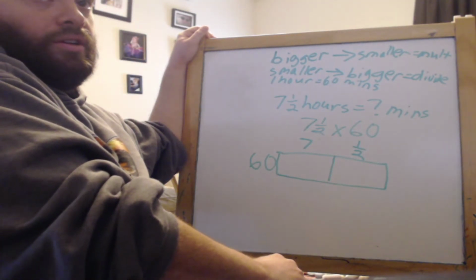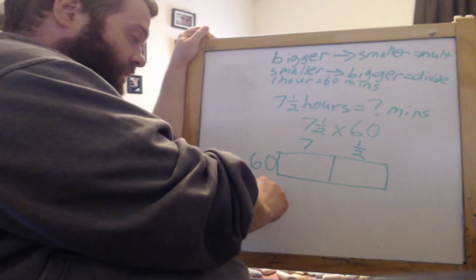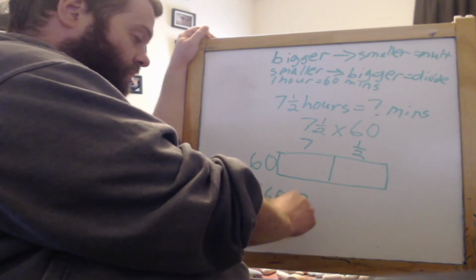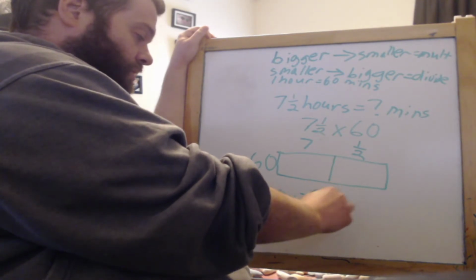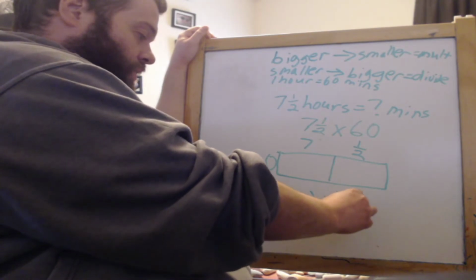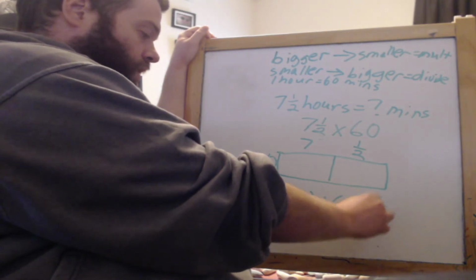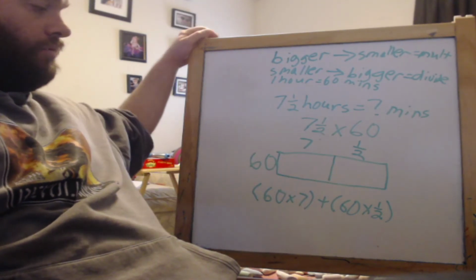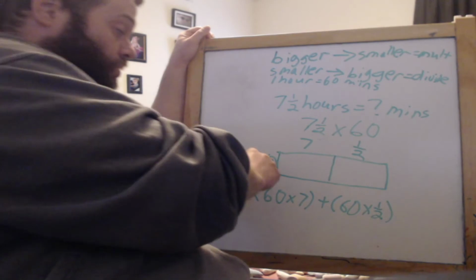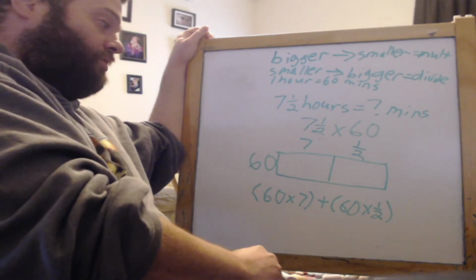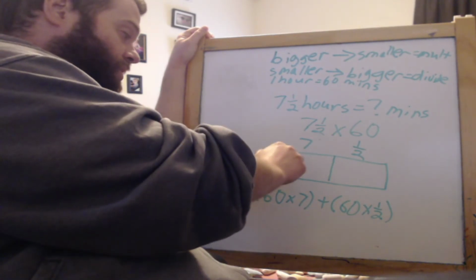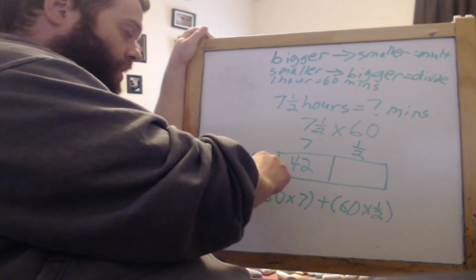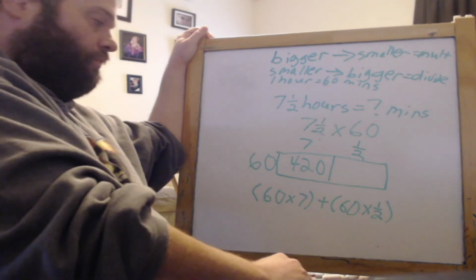Okay, you could also set it up as 60 times 7 plus 60 times 1/2. However you prefer, but these are the same thing. Okay? So I know 6 times 7 is 42, so 60 times 7 would be 42, and then I would add the 0, so it would be 420.